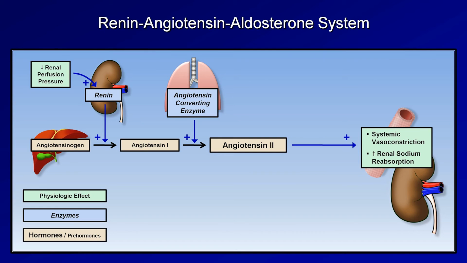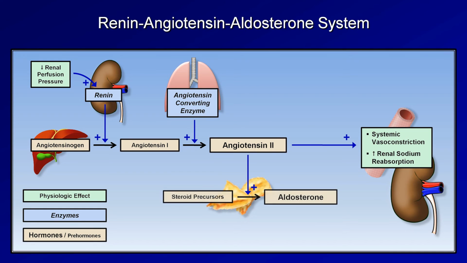The third effect of angiotensin-2 is in the adrenal glands, where it stimulates the conversion of steroid precursors into a steroid hormone called aldosterone. Aldosterone has a number of actions, both direct and indirect, but its main action related to blood pressure is it also stimulates renal sodium reabsorption. So the net effect of increased activity of the renin-angiotensin-aldosterone system is vasoconstriction and sodium reabsorption, the latter of which leads to increased blood volume.